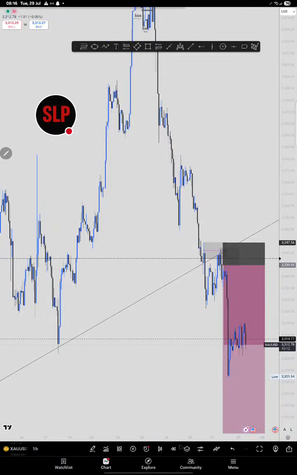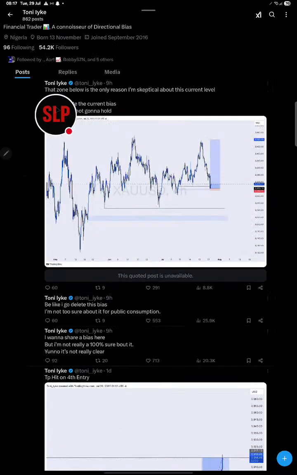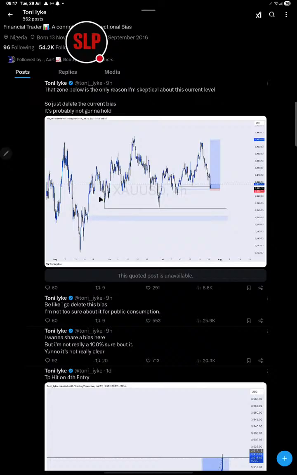Let me check out Tony's post. Tony was also confused about direction. He was talking about wanting to share directional bias here, and he's not really 100% sure about it. Later on Tony posted this gold chart and said because of this zone down here, he doesn't think this POI here will hold. Well, yeah, I'm bearish. What Tony is trying to say is that he doesn't think the buys are going to hold, and his POI for buys is immediately after our trend line liquidity takeout. So we're still hoping for trend line liquidity to be taken out. So I just say gold is bearish. We can go with that.